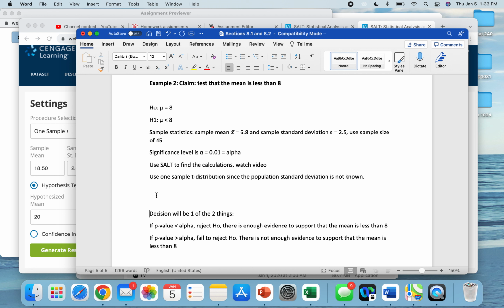So the decision: p-value less than alpha, reject, enough evidence to support what's in H1. Fail to reject, not enough evidence to support what is in H1. You're always deciding if the claim has enough evidence. That is our video for these sections.